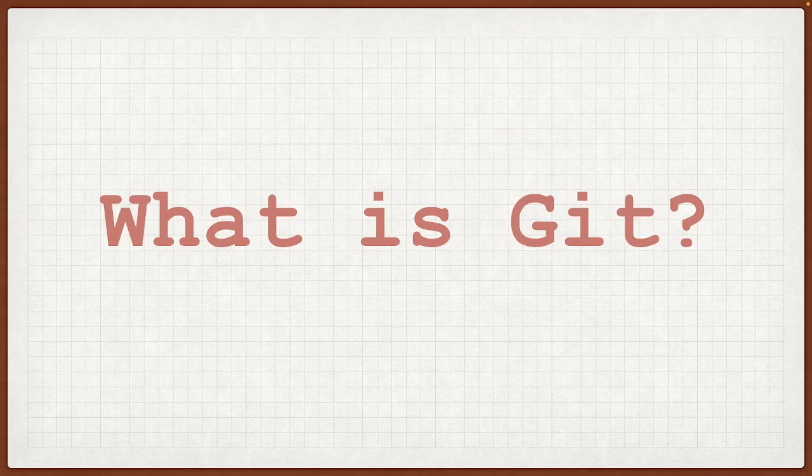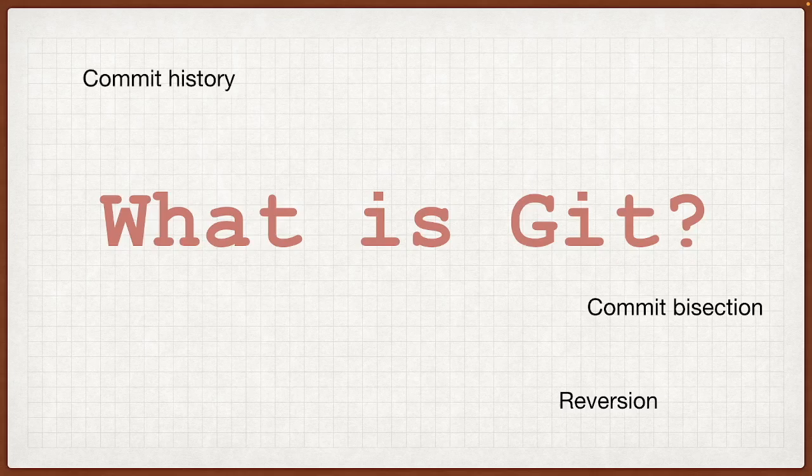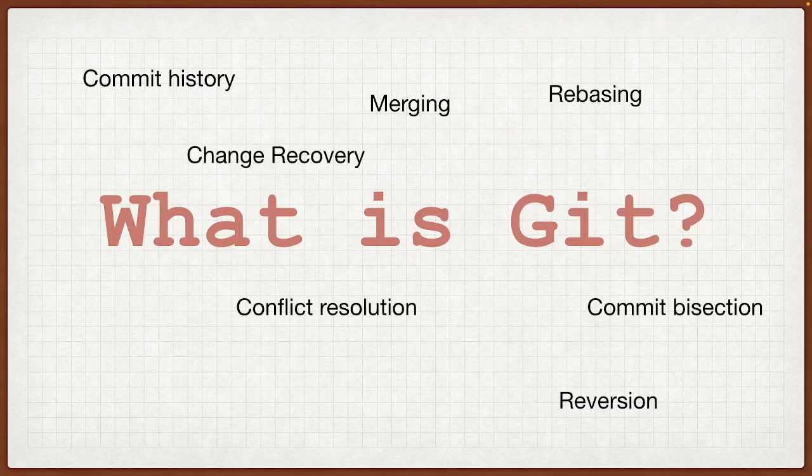With Git, it's easy to revert changes if there's been a regression, and Git can even help narrow down, with commit by section, which commit introduced a breakage. With commit history and commit messages, you can see the contributions others have made. It also helps with conflict resolution when merging or rebasing, among other things.